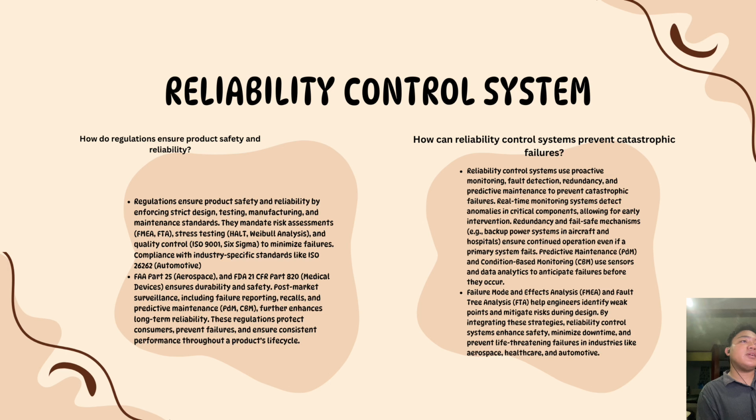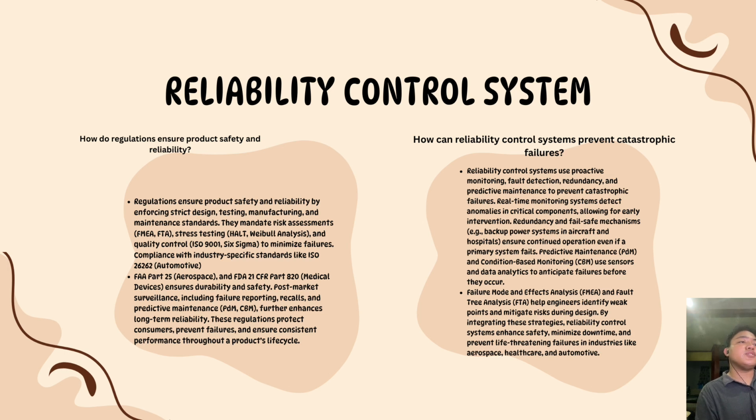Next is how reliability control systems can prevent catastrophic failures. Reliability control systems use proactive monitoring, fault detection, redundancy, and predictive maintenance to prevent catastrophic failures. Real-time monitoring systems detect anomalies in critical components, allowing for early intervention. Redundancy and fail-safe mechanisms ensure continued operation even if a primary system fails.